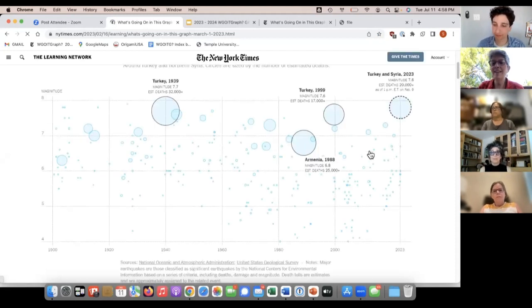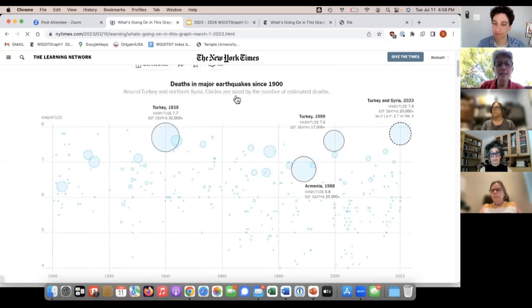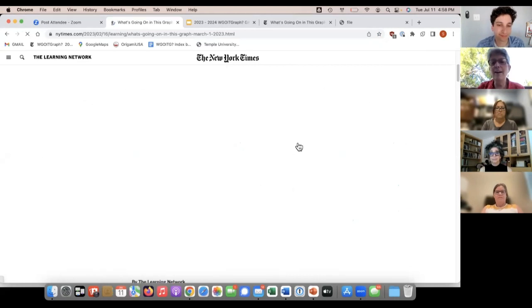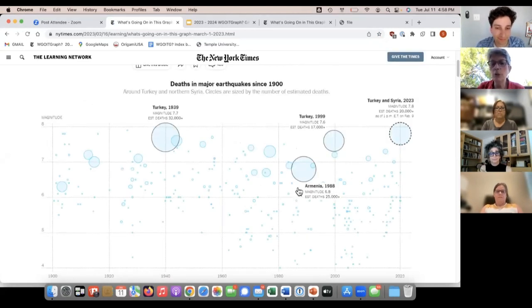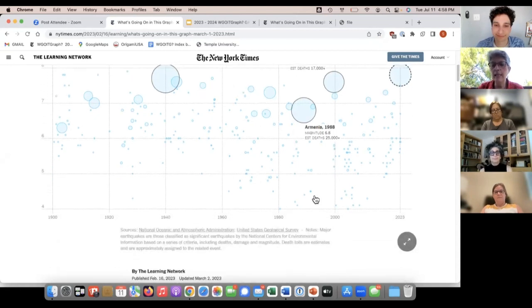To read, so you've got the x-axis, the y-axis, you've got the title, okay? You've got an explanation of the circles here. Make sure you read that, okay? But we've also got these descriptions right here. So magnitudes, so Armenia, okay, that's telling you where it is. 1988, I can see that's kind of above 1988. Magnitude 6.8, that's reading off the y-axis. Estimated death toll, 25,000 plus.